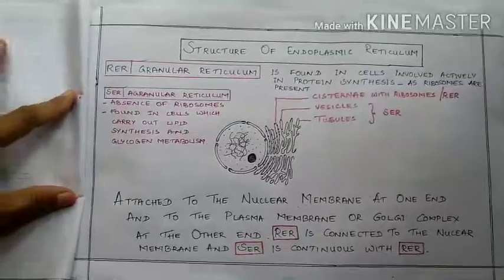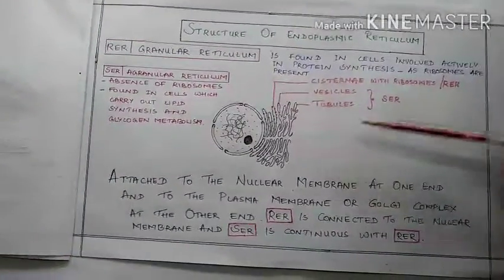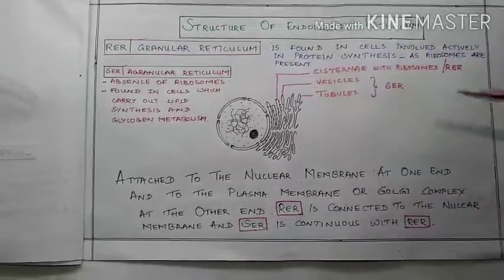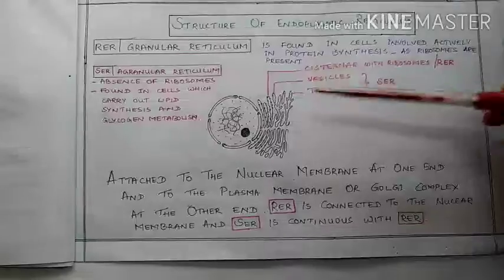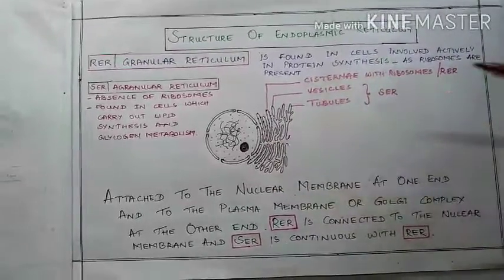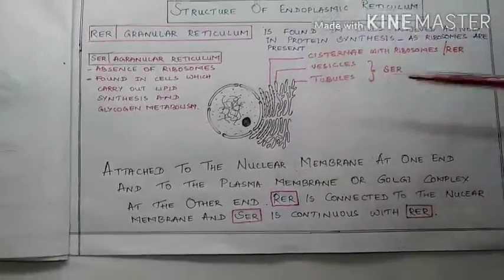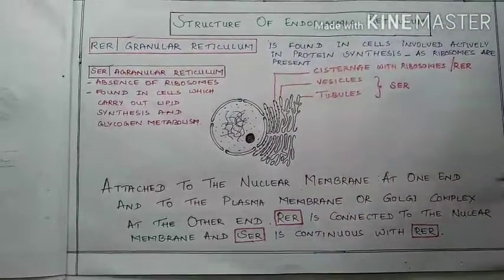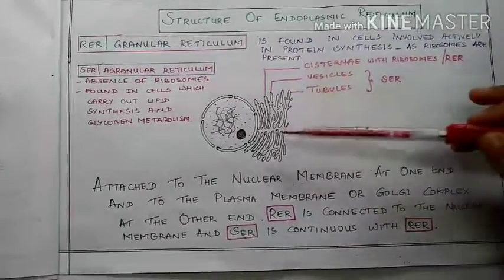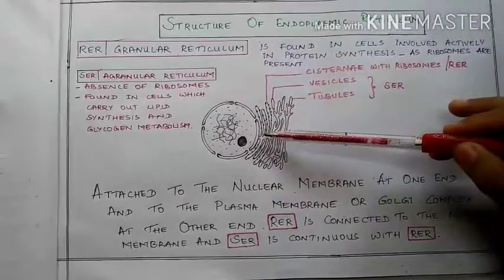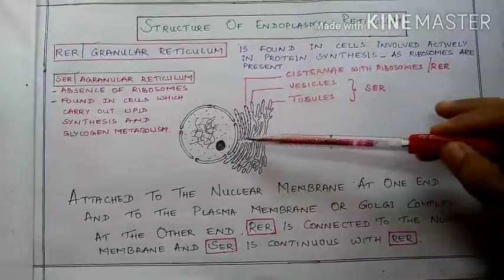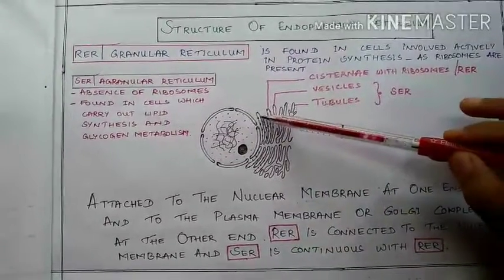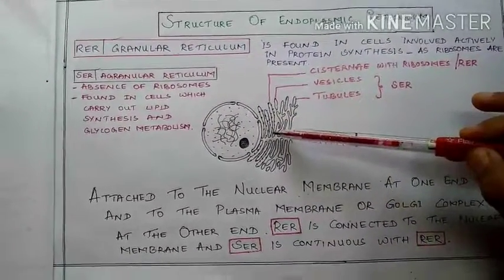Let's take a closer look at the structure of endoplasmic reticulum as it can be seen in a cell. The endoplasmic reticulum on one end is attached to the nuclear membrane, and on the other end it is either connected to the plasma membrane or else to the Golgi complex. In the structure, we can clearly see that it is the RER or the rough endoplasmic reticulum with the presence of ribosomes, that is these dots that you can see.